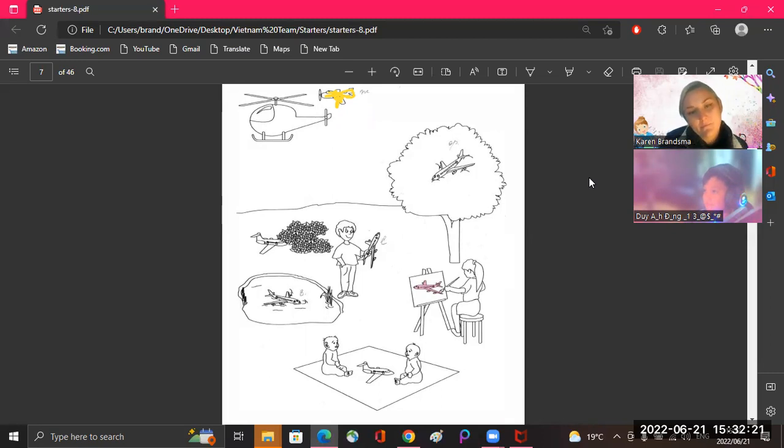Find the plane in the water. Sorry? The plane in the water. Color it green. Green? Yes. Very good, Doyan.